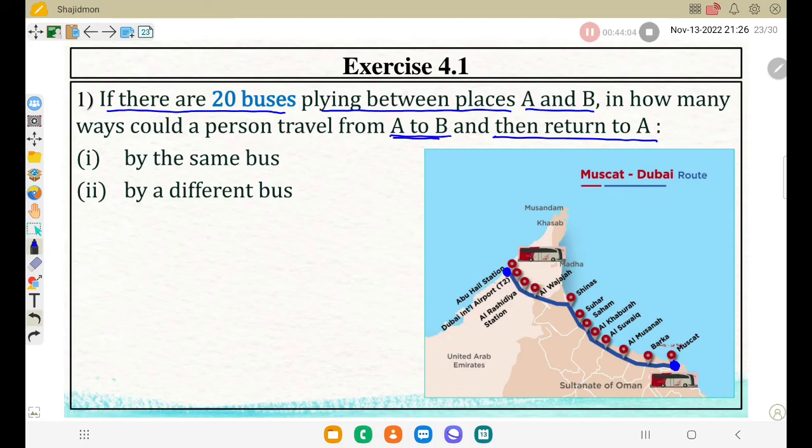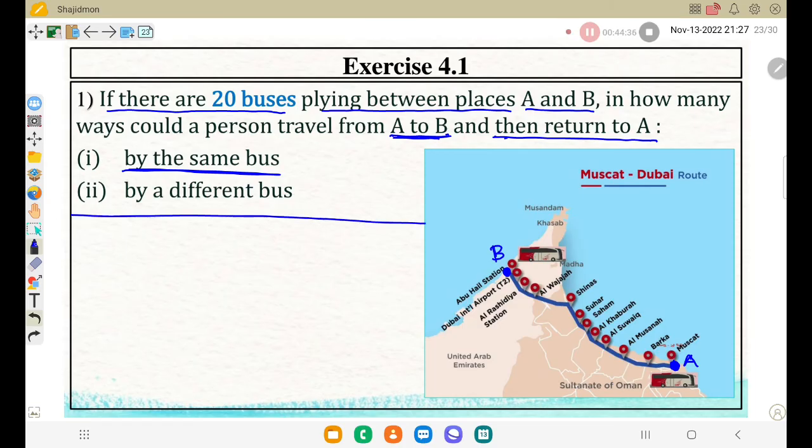For example, you have 20 buses going from Muscat to Dubai and Dubai to Muscat, going from place A to B. A is Muscat, and B I am calling Dubai. So from A to B we have 20 buses. What do we need to do? A person wants to go from A to B and return to A, the same place. For example, you start in Muscat, go to Dubai and return again to Muscat. Now how many ways can a person travel by the same bus? That is the first question. If he goes by the same bus, how many ways can he go?